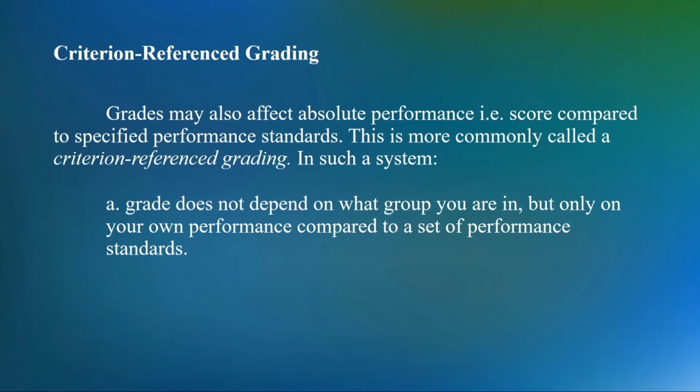Next, criterion referenced grading. Grades may also reflect absolute performance, for example, a score compared to specified performance standards. This is more commonly called criterion reference grading. In such a system, first, grade does not depend on what group you are in, but only on your own performance compared to a set of performance standards.